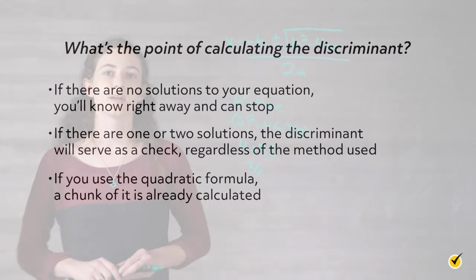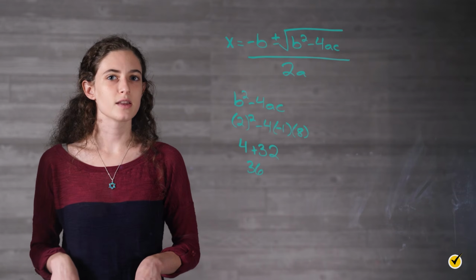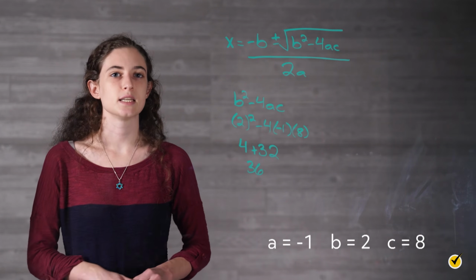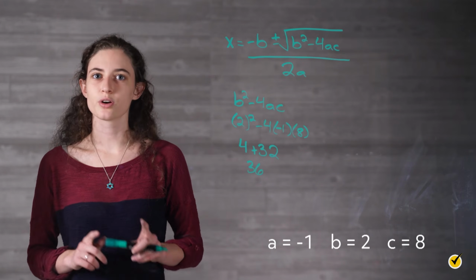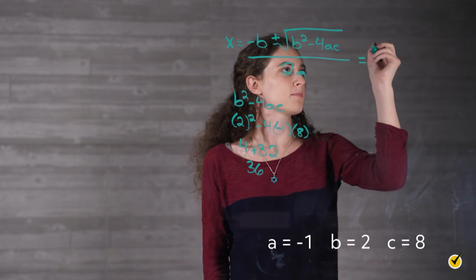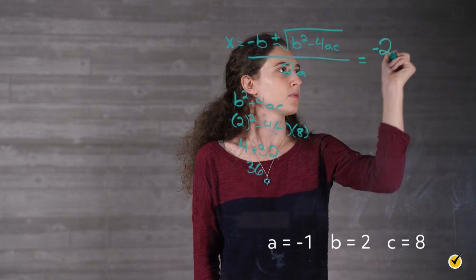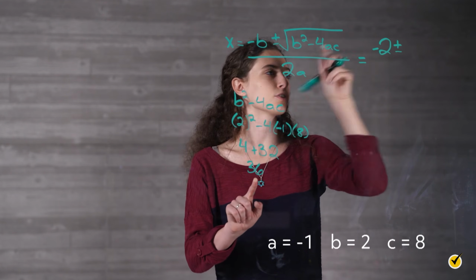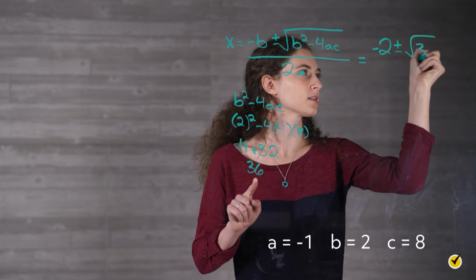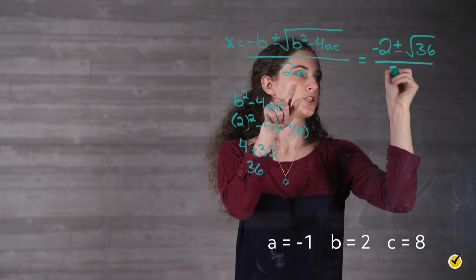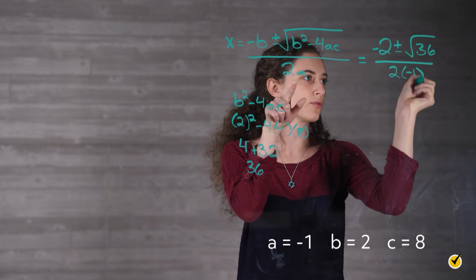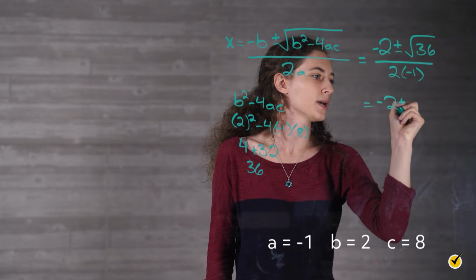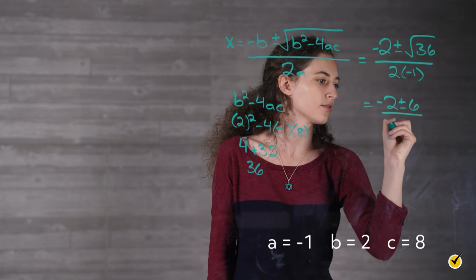Speaking of the quadratic formula, let's try it out. Again, a is equal to negative 1, b is equal to 2, and c is equal to 8. Plus, we already know the discriminant. So we have negative b, which is negative 2, plus or minus the square root of the discriminant, which we found was 36, so the square root of 36, all over 2 times our a, which is negative 1. This is equal to negative 2 plus or minus 6 over negative 2.